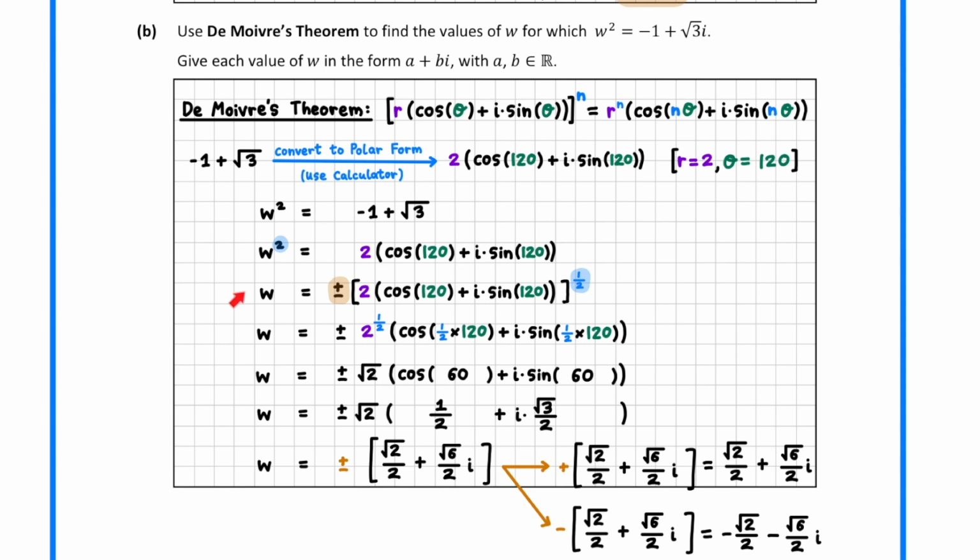Now we can apply de Moivre's theorem with r equal to 2, theta equal to 120, and n equal to a half. We can simplify, use our calculator, and then multiply in the root 2. To obtain our final answers, we split the plus-minus sign into two separate cases.